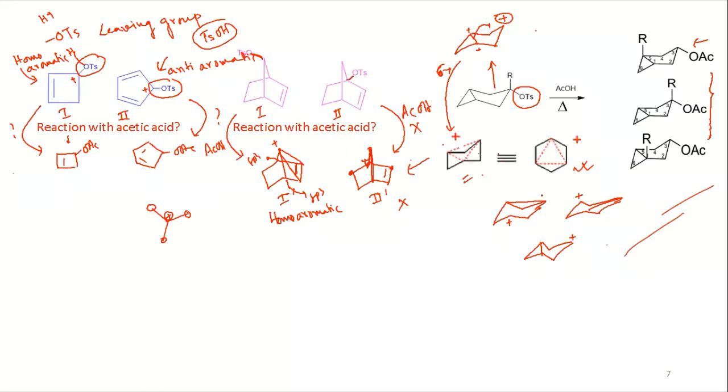And R is always maintained. So if you give numbering, then you will understand where the R group will be and where the OAc will be. So ultimately, you will get these 3 different products. Okay.